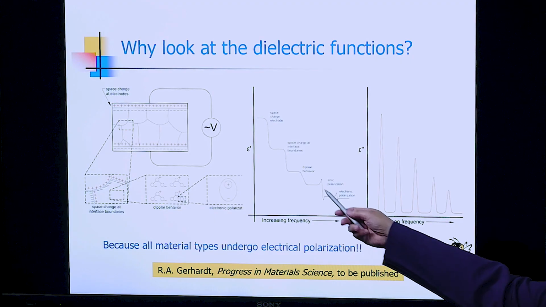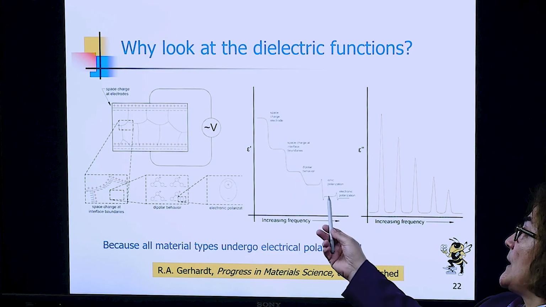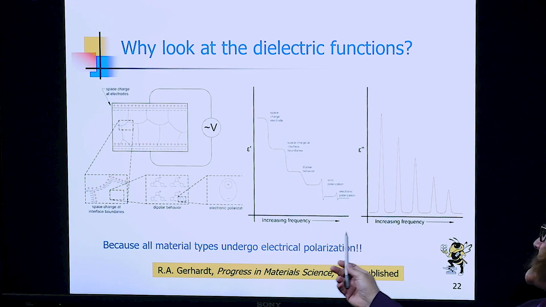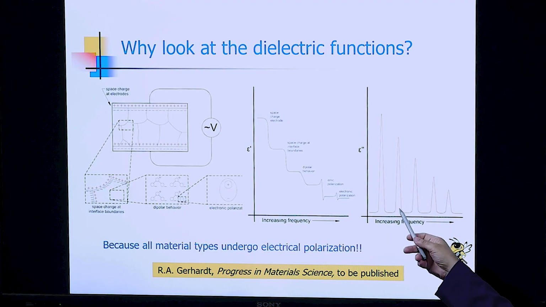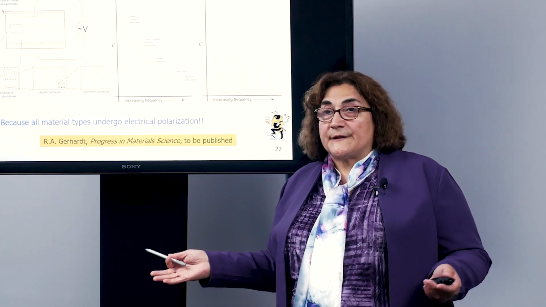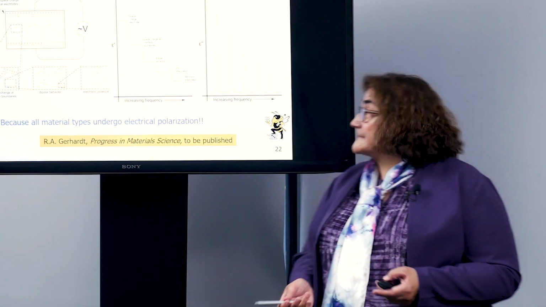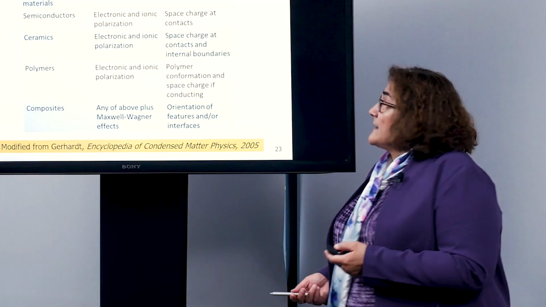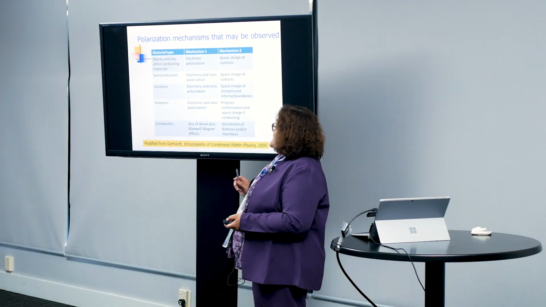And depending on the feature sizes, the change will occur at a different frequency. And this, of course, will be accompanied by a dielectric permittivity peak in the imaginary function. And all materials, regardless of where they are, even if they are metals, they undergo electrical polarization. Okay, so here's a list of the polarization mechanisms that can be observed.